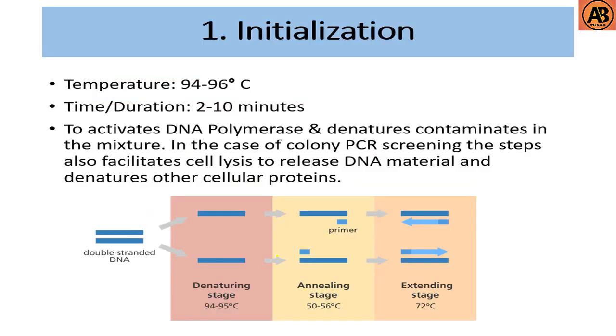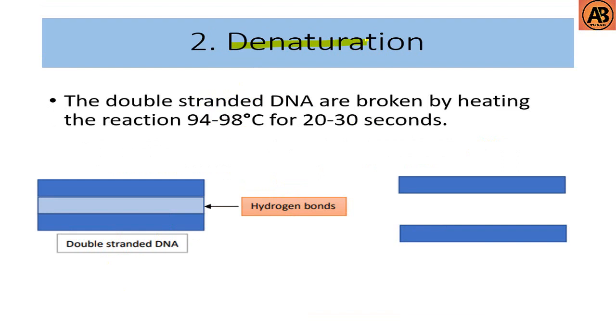So initialization temperature is 94 to 96 degrees centigrade, and the time duration is 2 to 10 minutes. This is to activate DNA polymerase and denature contaminants in the mixture. In the case of colony PCR screening, this step also facilitates cell lysis to release DNA material and denature other cellular proteins. So this is the first step, the initialization step.